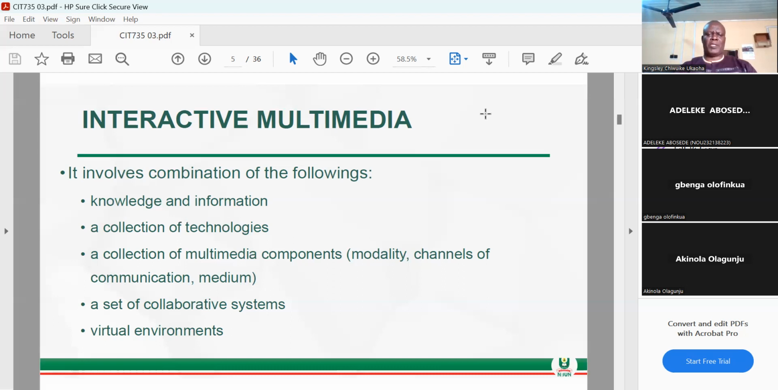Then you also have a collection of multimedia components, modality, channels of communication, and medium, of course. It must pass through a medium. Am I going to use broadband? Am I going to use VSAT? Or am I going to use normal GSM data to send what I want to send? And then a set of collaborative systems and virtual environment. When you combine them together, you get what you call an interactive multimedia system. So the Zoom application we are using is simulating a virtual classroom environment where a lecturer is interacting with students.